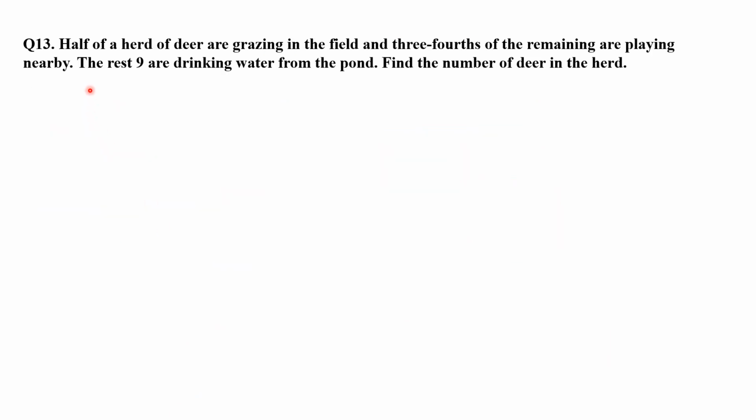Now question number 13. Half of a herd of deer are grazing in the field and 3/4 of the remaining are playing nearby. Now, what do you understand by the meaning of herd of deer? Herd means a group of deer. Okay, so you don't know how many deer there were, but half of them were grazing in the field. Grazing in the field means they must be eating grass. And 3/4 of the remaining.